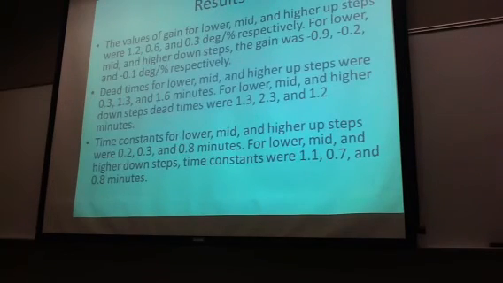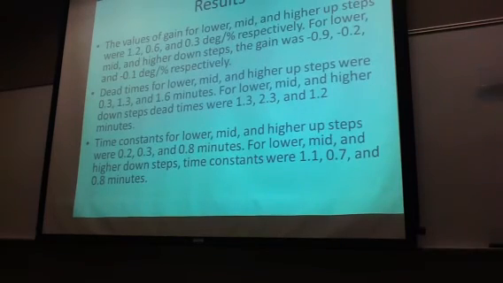Overall, our results for the gain for the lower, mid, and higher up steps were 1.2, 0.6, and 0.3 degrees per percent. And for the down steps, it was negative 0.9, negative 0.2, and negative 0.1 degrees per percent. Dead times, like I said, didn't really seem to have a whole lot of rhyme or reason without the consistent input or consistent trial time. So they ranged all the way from 0.3 to 1.6 minutes for the up steps, and for the down steps, from 1.2 to 2.3.